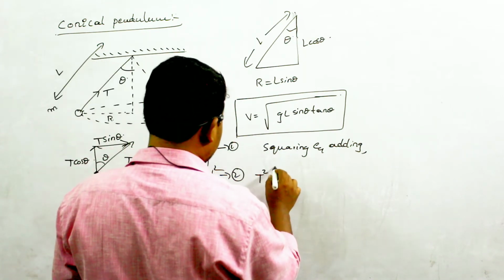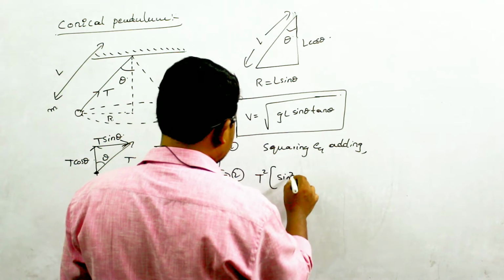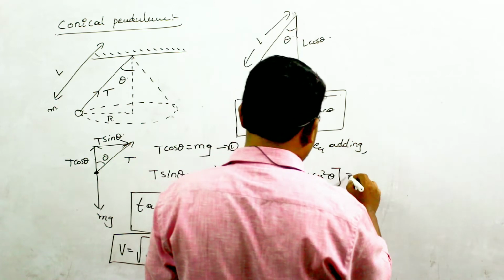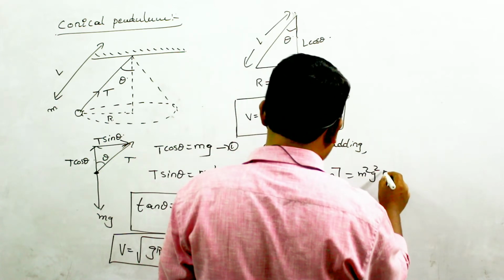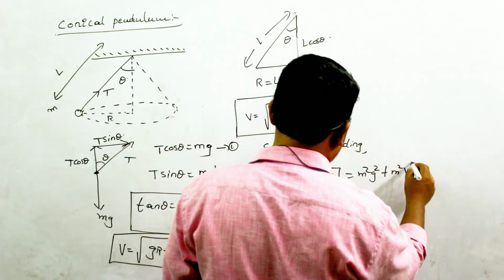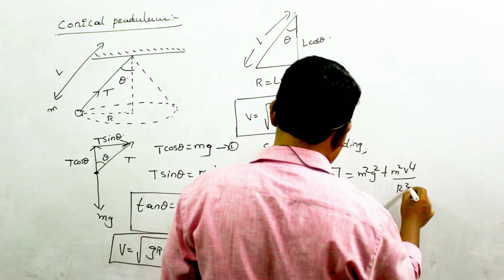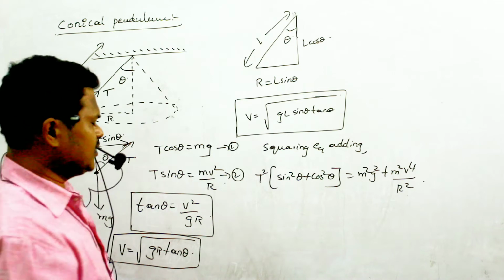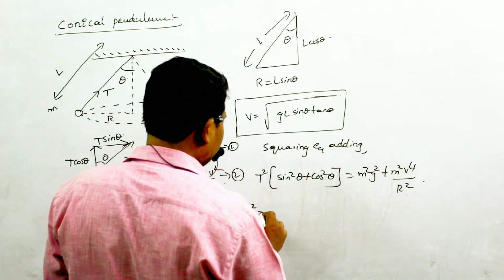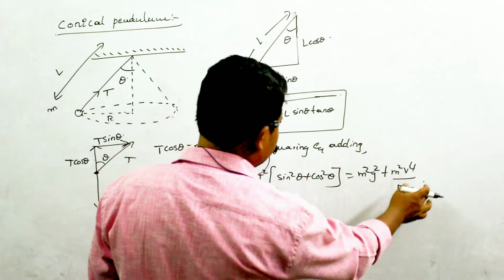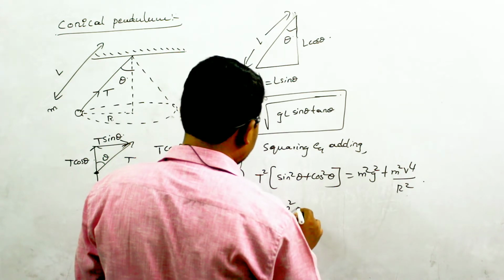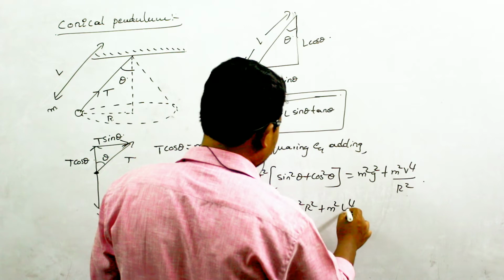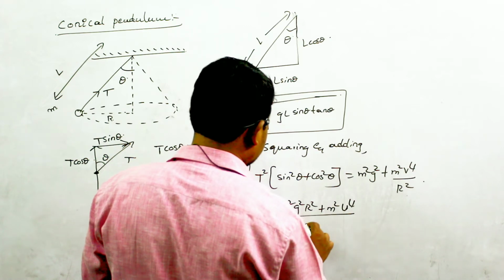If I take T square common, then it is equal to sin square theta plus cos square theta, which is equal to m square g square plus m square v power 4 divided by r square. And we know sin square theta plus cos square theta value is 1 here. So therefore T square will be equal to, if I take the LCM of these terms, m square g square r square plus m square v power 4 divided by r square.